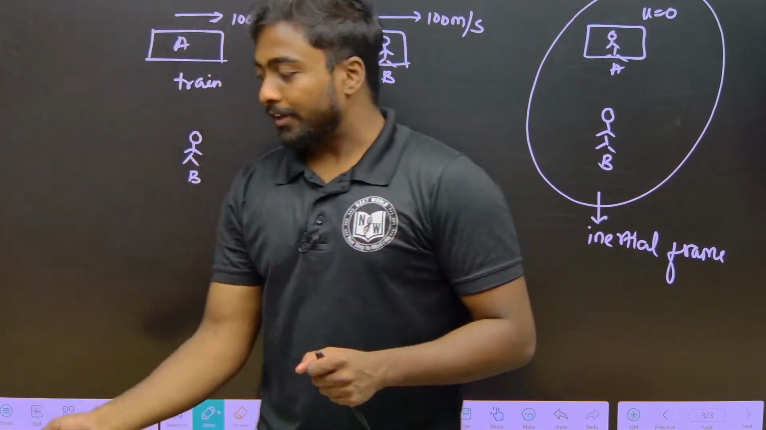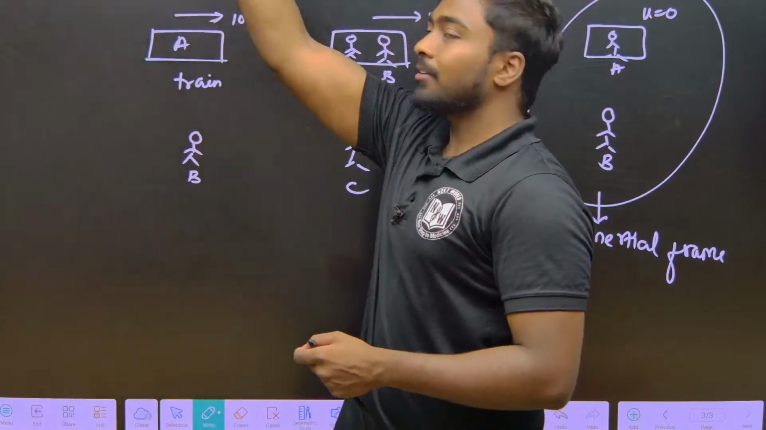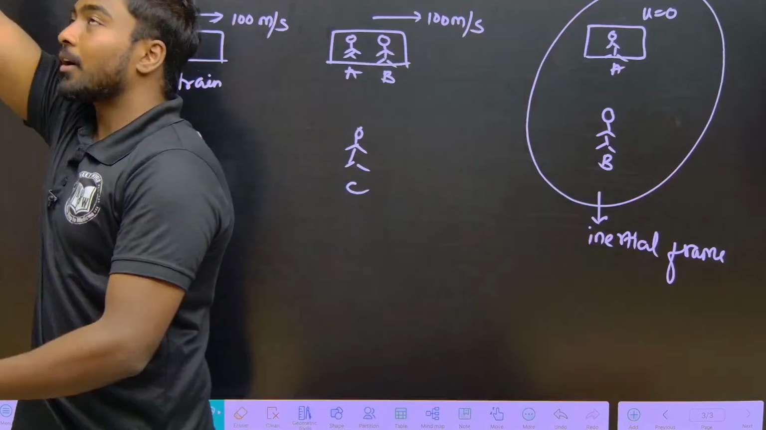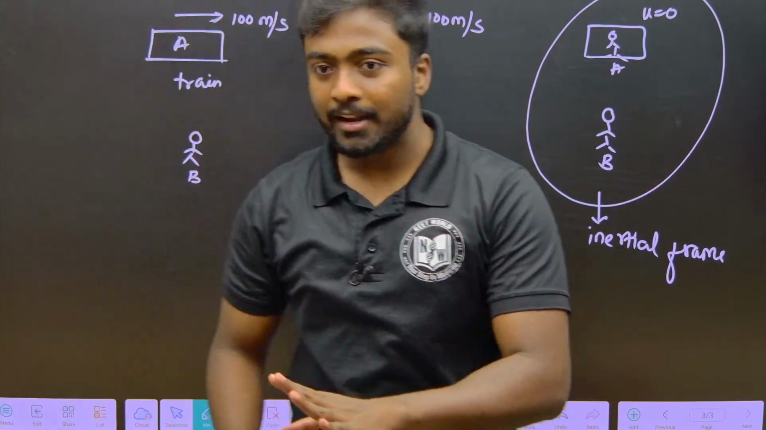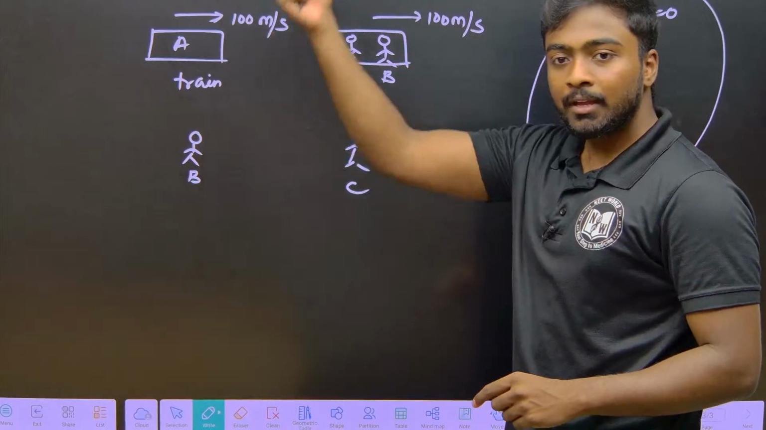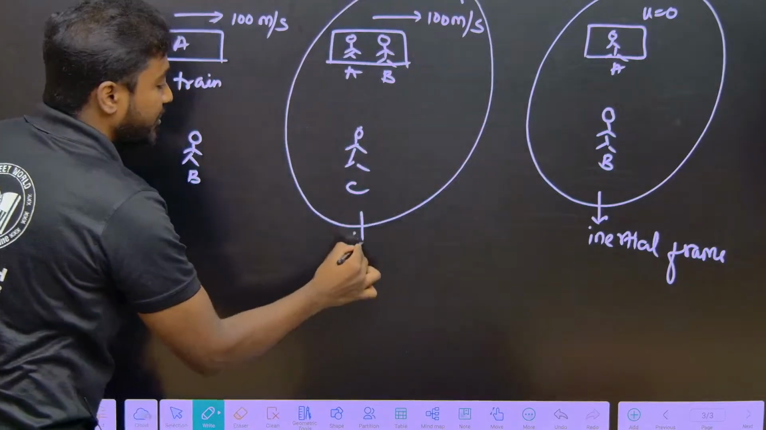Like if I toss a coin like this while the bus or train is moving, I will move forward, and the coin will come down in a straight line. According to person A, it is a straight line. But according to person C, it is a parabolic path. This one I can say is a non-inertial frame.